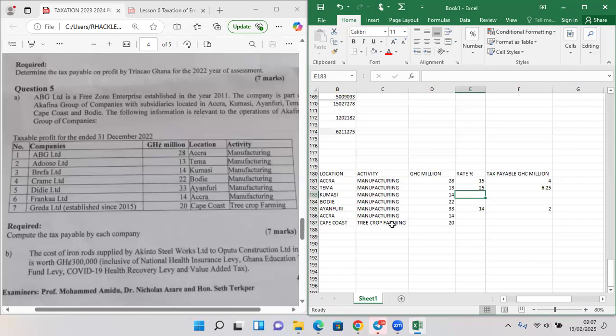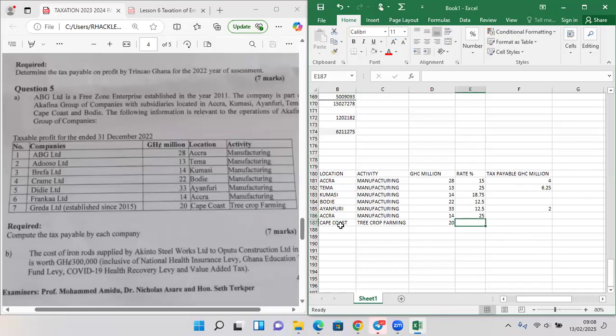Now, because this one, for example, is located in Kumasi, it's in the regional capital, so it will be attracting 18.75. These are the rates, so you can check it out in the tax planning and administration listing. Then this is located outside a regional capital and also outside Accra, so it will attract 12.5%. And then this is also Ayan Furi, 12.5%. And then this is in Accra. So Accra or Tema, 25%.